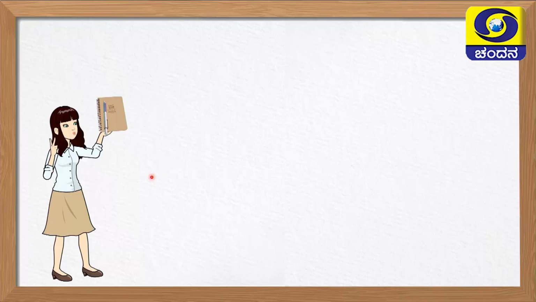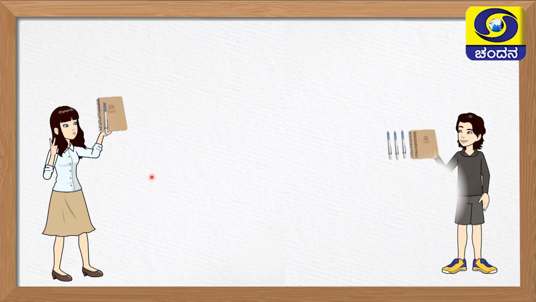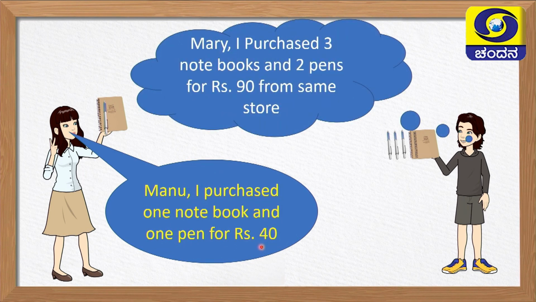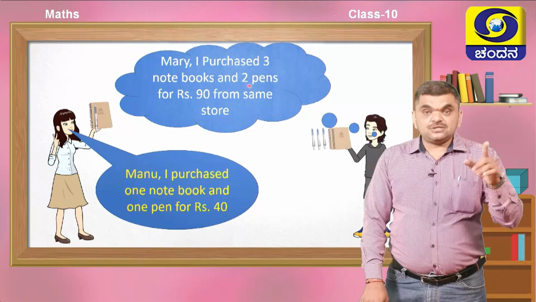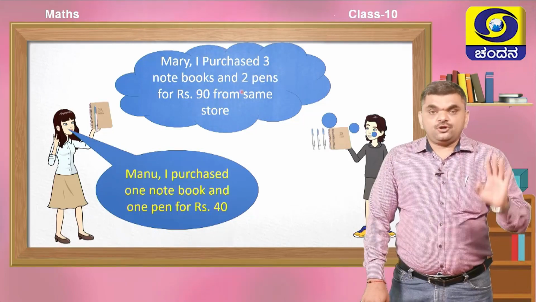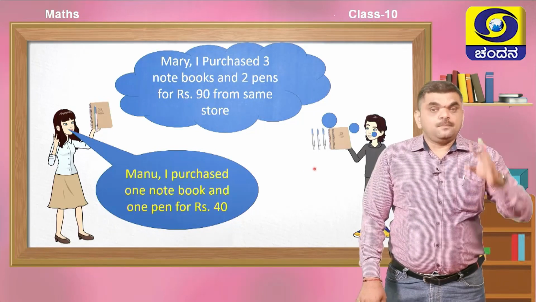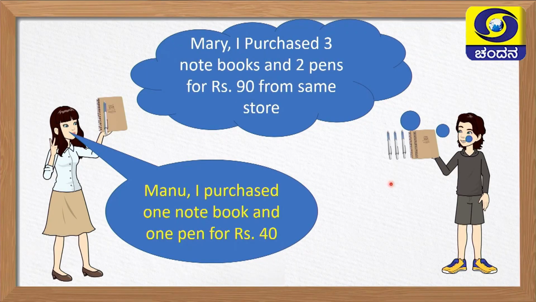Here Mary is telling Manu, "Manu, I purchased one notebook and one pen for rupees 40." She doesn't know the cost of the pen or book separately, but she purchased one notebook and one pen for 40. And Manu is telling, "Mary, I also purchased 3 notebooks and 2 pens for rupees 90 in the same store." Observe here, children. Both purchased some notebooks and pens, but they don't know the cost of an individual pen or notebook.